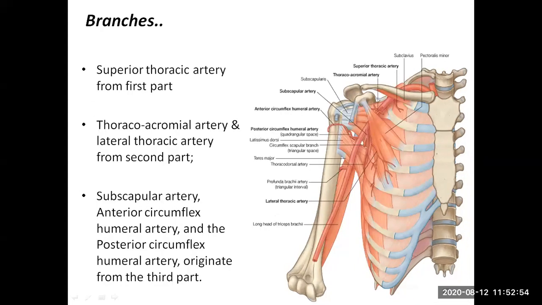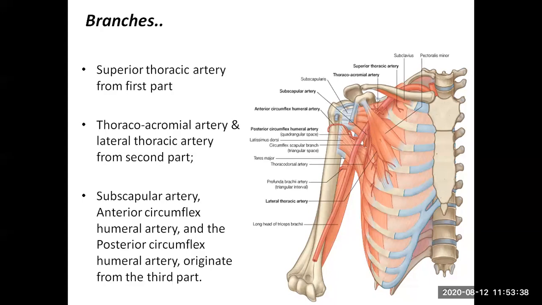From the first part, in total there are 6 branches appearing from the axillary artery. They are the superior thoracic artery, thoracoacromial artery, and lateral thoracic artery, the lateral thoracic artery here, and subscapular artery, anterior and posterior circumflex humeral artery. They arise from the third part.